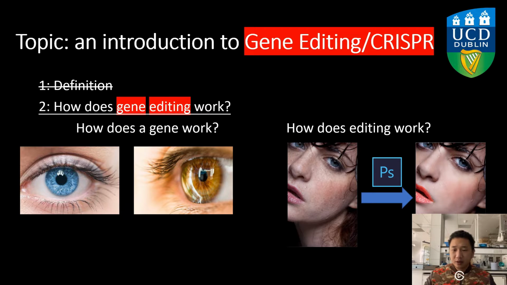Here's an inappropriate but compelling example. If you have the gene for blue eyes and you edit the gene, changing it into a gene for yellow eyes, then you will change your blue eyes into yellow eyes. That's how gene editing works.